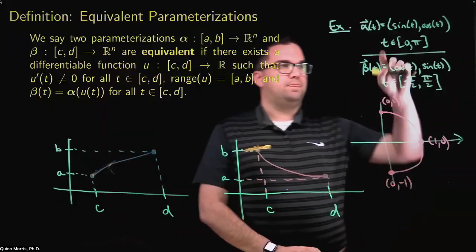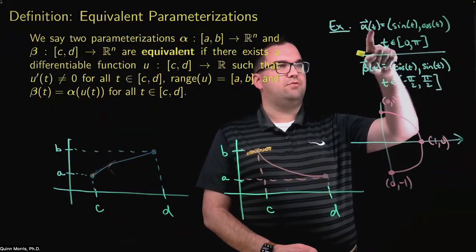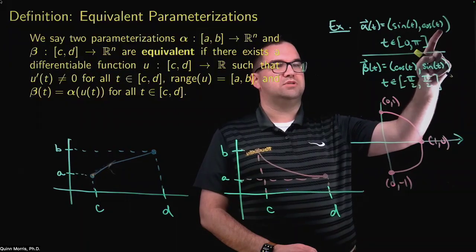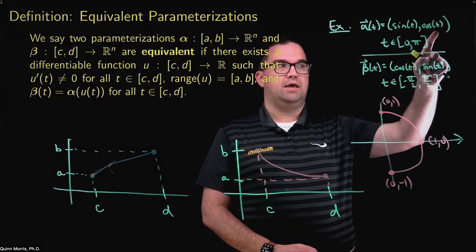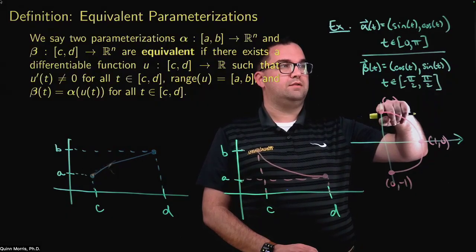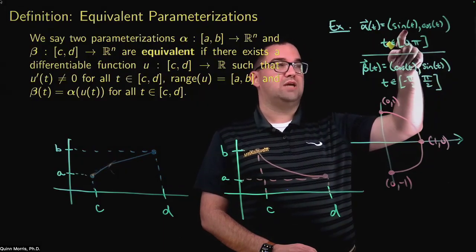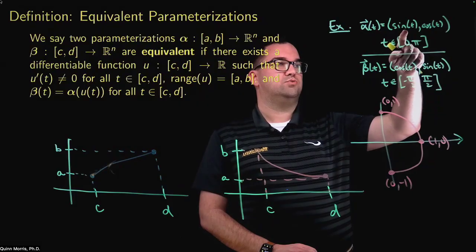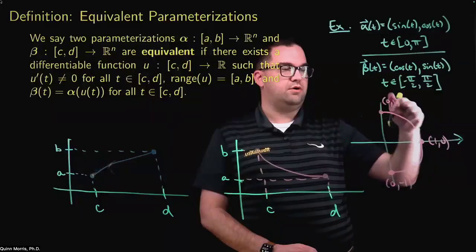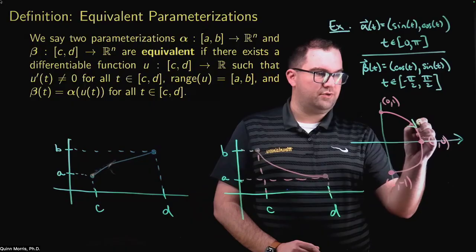Now, as we start thinking about what that might look like, if I were to trace out this alpha, when t is 0, this gives me the point sine of 0, cosine of 0, or 0, 1. And then it starts at this point. I can check through some points, like what happens if I'm at pi over 2? Sine of pi over 2 is 1. Cosine of pi over 2 is 0, so that gives me 1, 0. So alpha is moving around the curve in this direction.